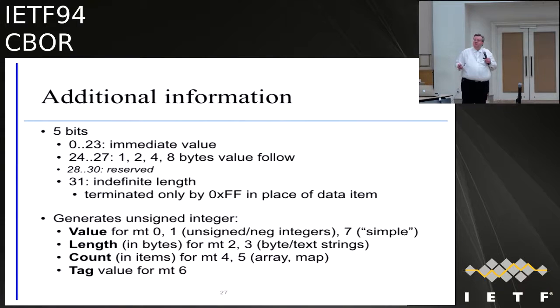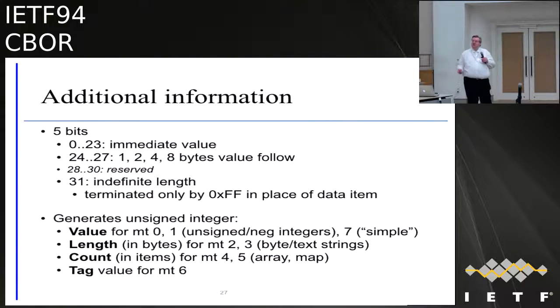So this, the immediate value, or the 1, 2, 4, and 8 bytes value that follow, generates an unsigned integer. And for major type 0 and 1, that is the integer, either directly or in one's complement. For 7, this is an enumeration type for things like true, false, null, or undefined. Or it might actually be the IEEE 754 representation of a floating point number. For types 2 and 3, it's the length in bytes. For types 4 and 5, it's a count in items or item pairs for maps. Or it might be a tag value. Let's come to that in a minute.